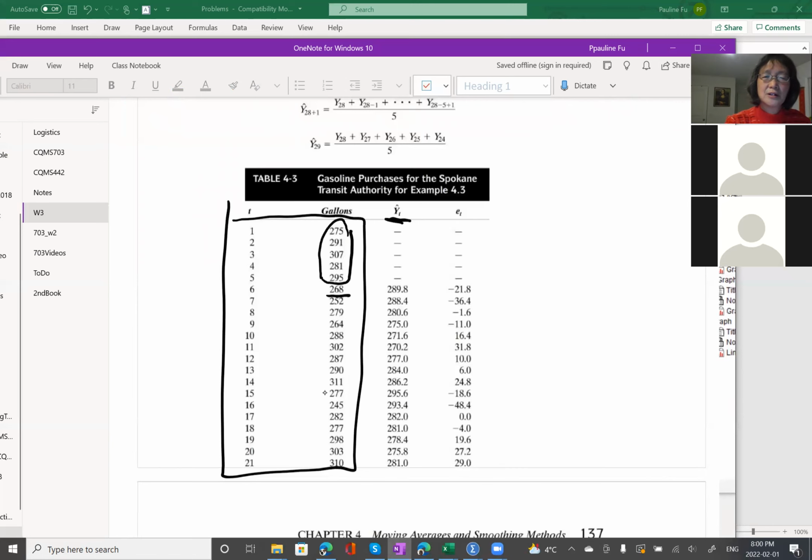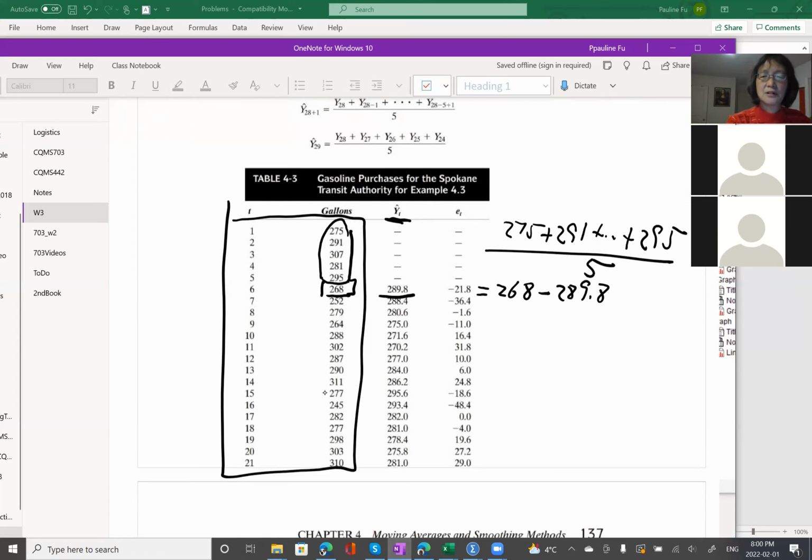So use 275 plus 291 plus 295 over 5. And this result is 289. That is the forecast for 268. And then the forecast error: use the original data 268 minus the forecast number. You get the forecast error, etc. Okay.